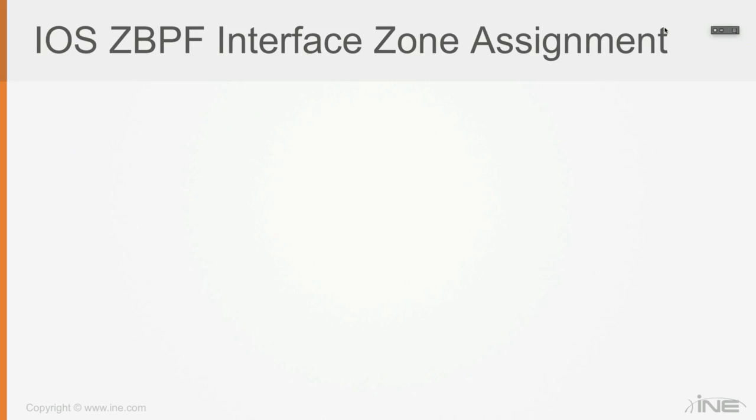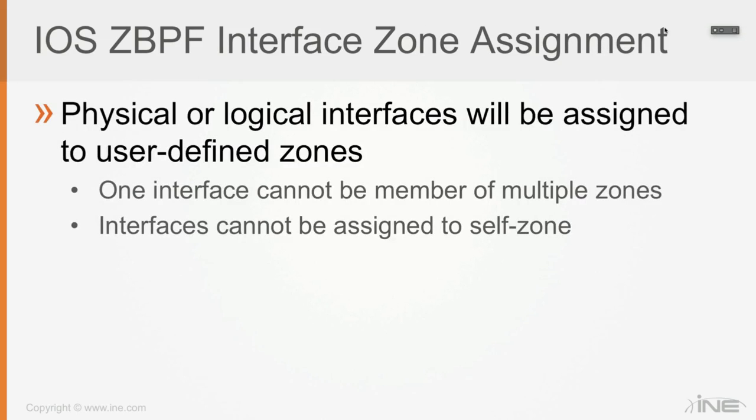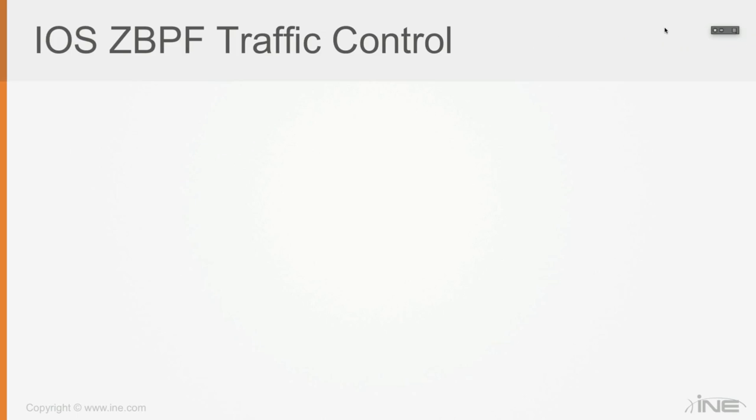And the last step is, as I stated, to actually assign interfaces to those zones. So physical interfaces like Gig 0/0, or logical ones like the SVTI Tunnel 12 interface, will be assigned to user-defined zones. And of course, one interface cannot be a member of multiple zones. That doesn't make sense, because it's like saying one interface belongs to both the internet and the LAN. That's not possible. And interfaces cannot be assigned to the self zone, only to user-defined zones. That also makes sense once we go to the self zone configuration.